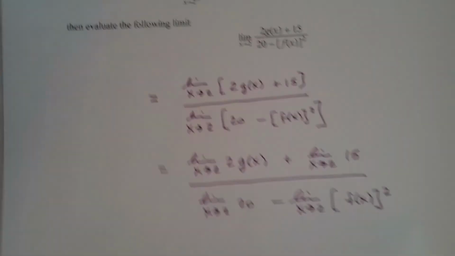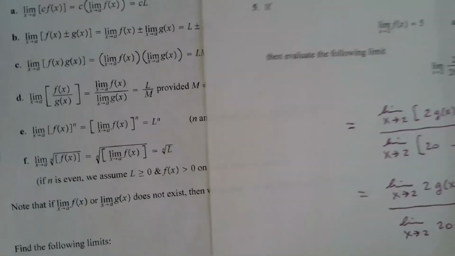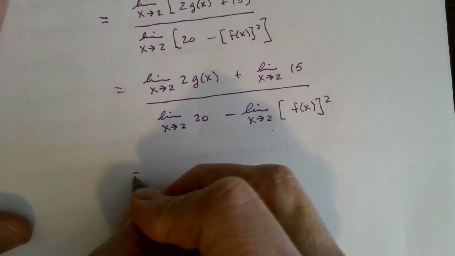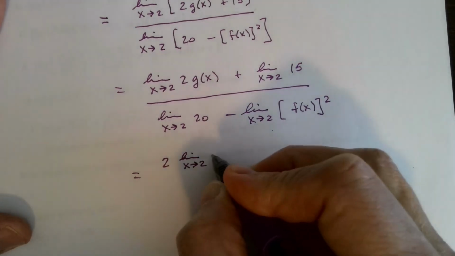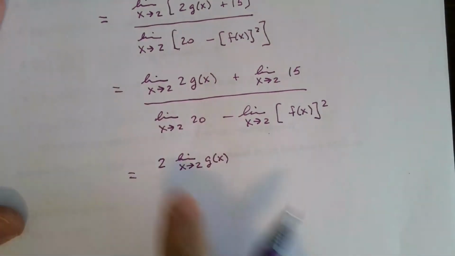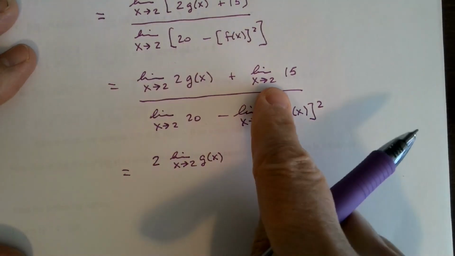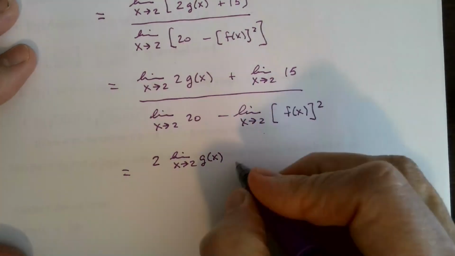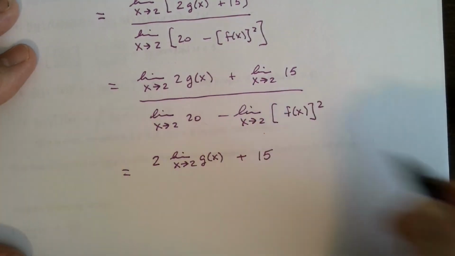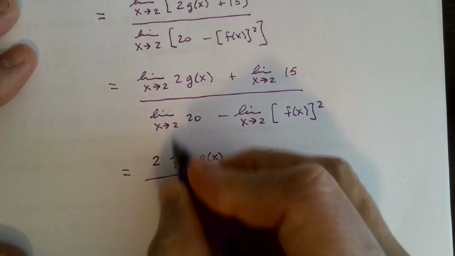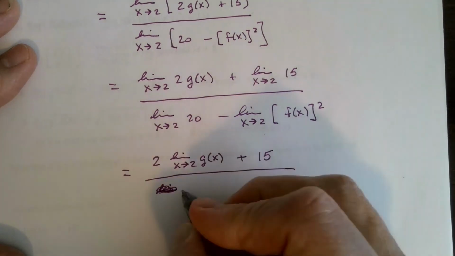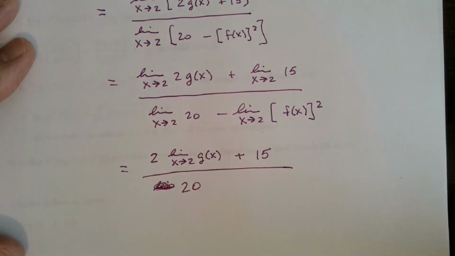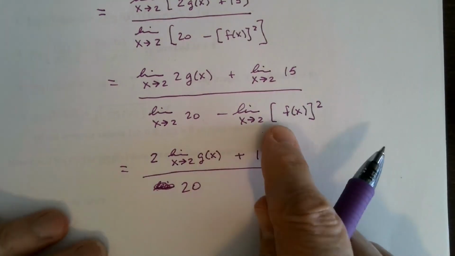Now, I'm going to make use of property 4A right here and say that this is 2 times the limit as x approaches 2 of g of x. That's that constant multiple rule. I can pull that constant out. This one we know, the limit as x approaches 2 of 15, that's a constant. That's just 15. Down here, I've got the limit as x approaches 2 of 20. Well, that's just 20, right? That's just a constant. And then what about this one here? Limit as x approaches 2 of f of x squared.